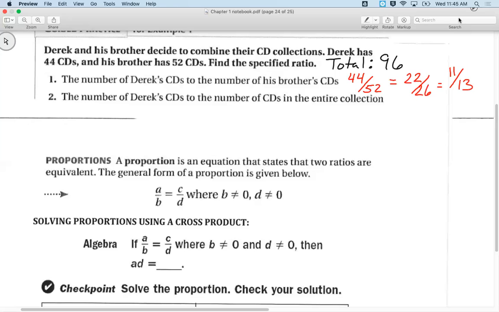Joe, how many CDs does Derek have? He would have 11 13s. Now, how many does he have? Read the problem. How many CDs does Derek have? Derek has 44 and his brother has 52. Okay, thank you. Derek has 44. How many are there in total in the entire collection?